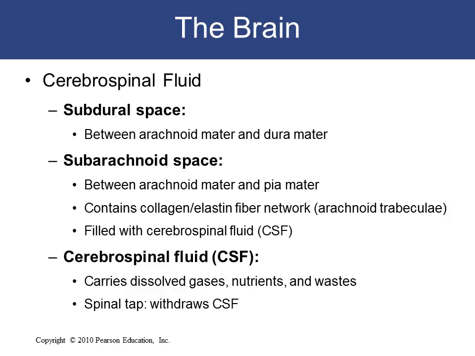And the brain also has cerebrospinal fluid, and this cerebrospinal fluid flows through the spaces that are found between the meninges. It flows through the subdural space, which is found between the arachnoid mater and dura mater, and also we have the subarachnoid space, which is found between the arachnoid mater and pia mater. And this subarachnoid space is also filled with cerebrospinal fluid, and cerebrospinal fluid is the one that carries the soft gases, nutrients, and waste that are found around the brain.